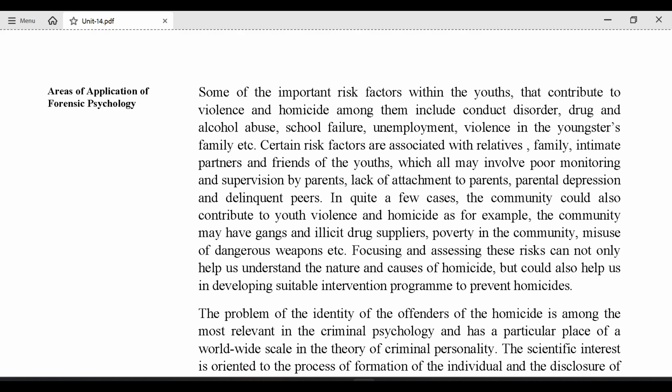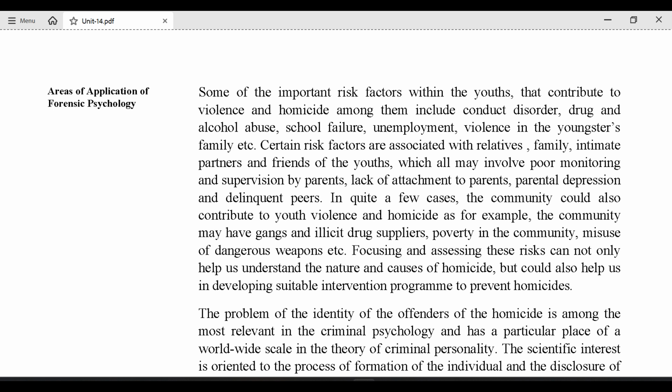Some of the important risk factors within the youths that contribute to violence and homicide among them include conduct disorder, drug and alcohol abuse, school failure, unemployment, violence in the youngster's family, etc.